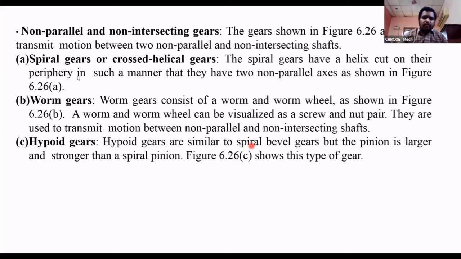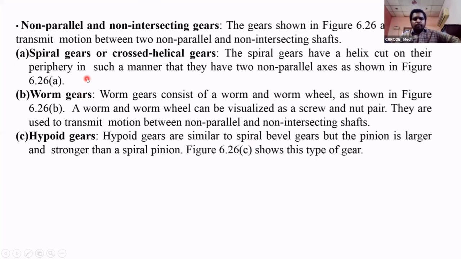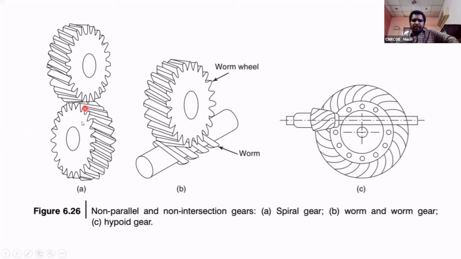Here we can classify into three types. The shafts are non-parallel and non-intersecting. The classification is three types: one is spiral gears, the second one is worm and worm gear, and the third one is hypoid gear. Here the shaft is not parallel, and at the same time there is no intersection between the axes of the two shafts. Then the gears are of three types.